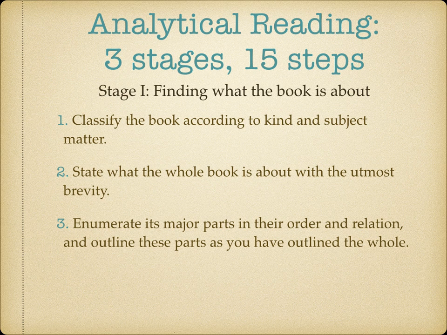Number 3, enumerate its major parts in their order and relation, and outline these parts as you have outlined the whole. That's essentially saying that you'll have an outline of the book. And a lot of times that might be provided for you in the table of contents that the author gave you. If not, then you may need to make one for yourself. And again, the importance of this is that you know where you are and where you're going.